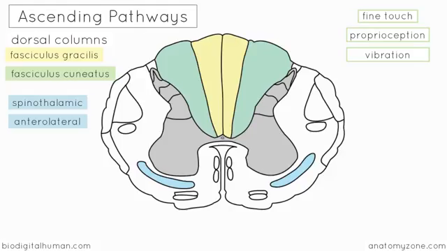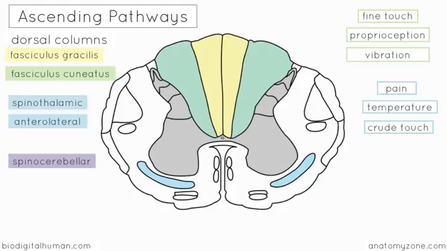So the anterolateral tract is known as the spinothalamic tract, and this relays information to the somatosensory cortex regarding pain and temperature information, and also crude touch. So the lateral aspect of the spinothalamic tract carries pain and temperature, whereas the anterior spinothalamic tract fibers carry crude touch information.